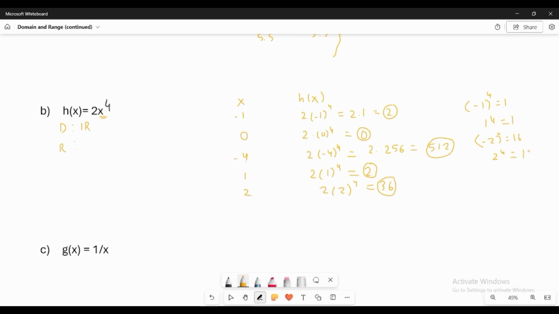So no matter what you do, any number raised to the power of 4 is always positive. So 2 times a positive number is always going to be a positive number, except 0. When you take x as 0, then you will get 0 as the output. Remember, 0 is neither positive nor negative. That means the smallest output that you can get is 0, and after that you can get any positive number as your output. So your range is 0 to infinity. Now let's see the next question.